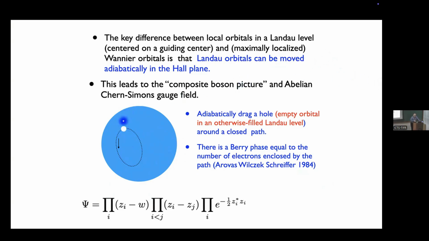So moving the empty orbital around is a huge shakeup of the Slater determinant, and of course it produces a Berry phase. And this is what Arovas, Wilczek, and Schrieffer did. It shows that the Berry phase can maintain it. You take the path of the orbital, you count how many electrons the path encloses, then that gives you the Berry phase.